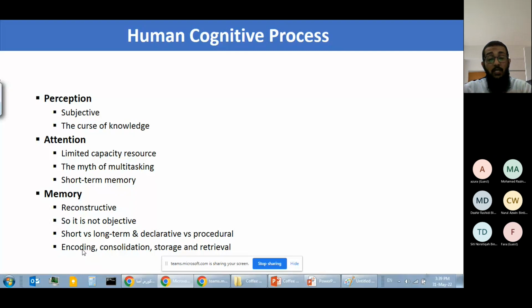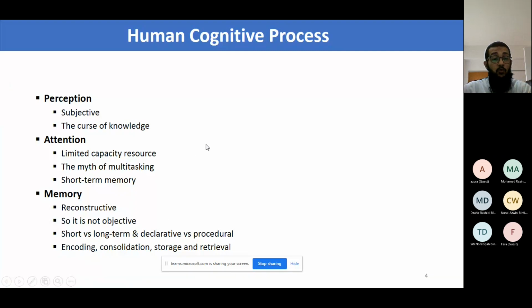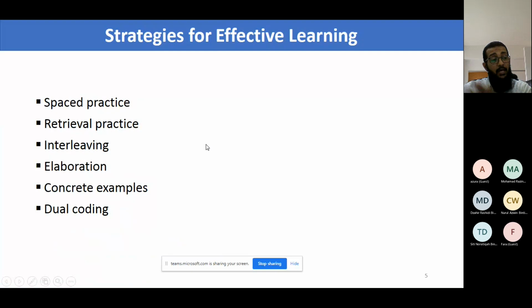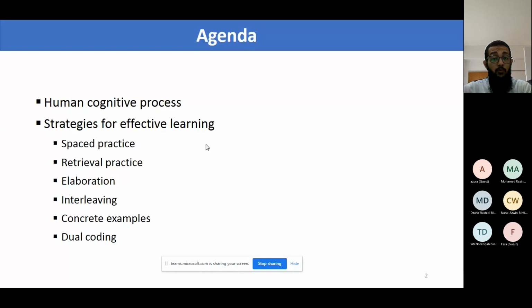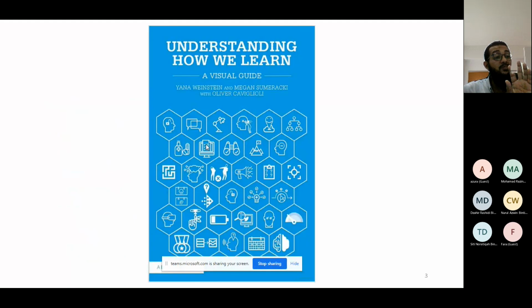So that's enough about the cognitive process of humans. Let's now move into the meat, and shortly we'll talk about the 6 strategies. As I told you previously, again for the newcomers, I am talking about this book explicitly, and these are the 6 strategies we'll talk about, using the slides generously provided by the authors of the book on their website. So please look up Understanding How We Learn. This is a very good book. It's very easy reading. It's short, and the language is easy and approachable.